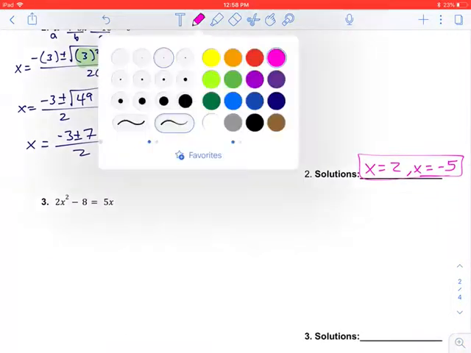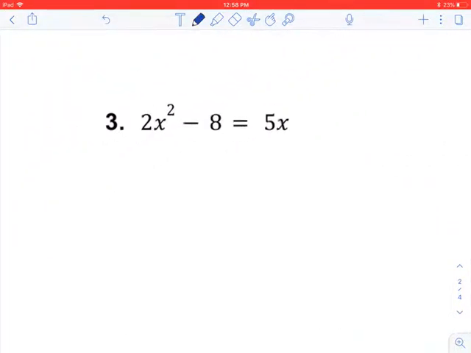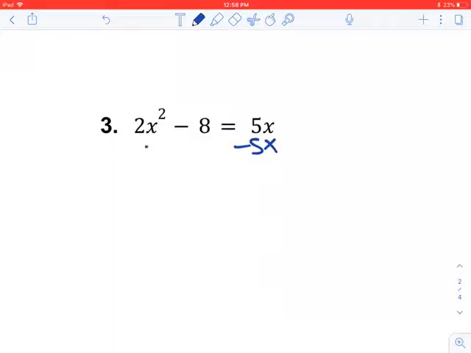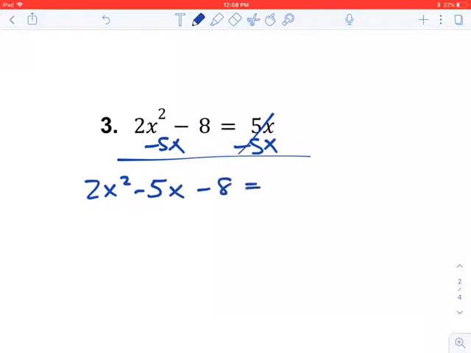All right, so on the next one, I've got not equal to 0, so I need to get rid of that 5x first. And notice I'm putting it in the middle because x always goes in the middle. Always goes x squared, then x, then the constant. And so in this case, I've got a is 2, b is -5, c is -8.